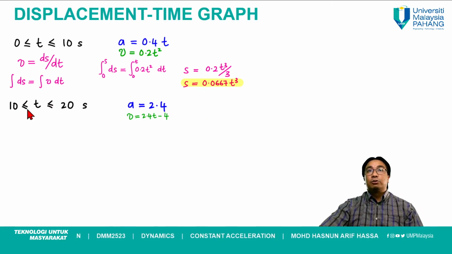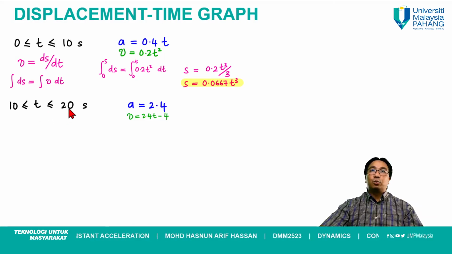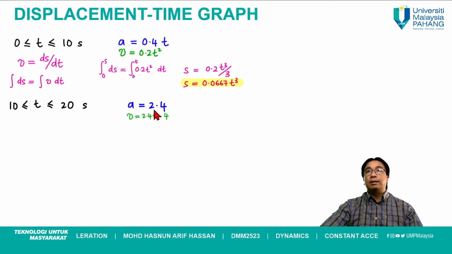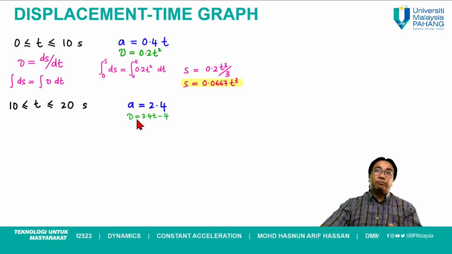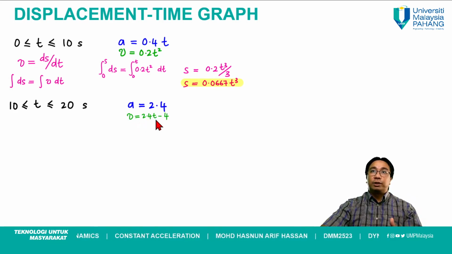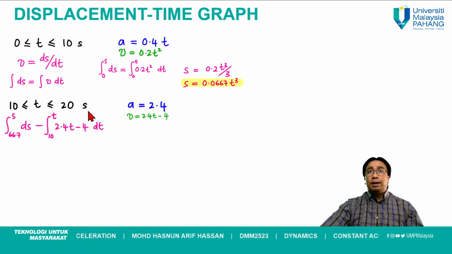Okay, sekarang saya akan continue with the second phase ataupun fasa yang kedua. Kita lukis graf kemudian nanti. Kita habiskan dulu, kita terbitkan function S ni dulu. Okay. So, sekarang daripada time T, 10, T equals to 10 until 20 seconds. So, tadi kita dah ada a function of A equals to 2.4 pada masa ini, pada fasa ini. And then we have the velocity V is equal to 2.4 T minus 4. Ini yang kita ada.